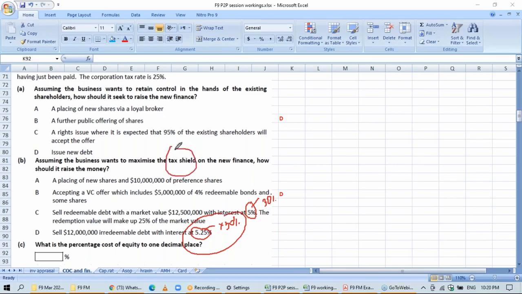They are talking about tax shield only in this question. They are not talking about the WACC, the weighted average cost of capital. In case of weighted average cost of capital, we would have selected option C because it has a lower cost. But in case of maximizing the tax shield, we will select the option with the highest interest rate so that we can save the highest tax. More interest means more tax saving. That's why I'm taking option D. So that's the clarification to the questions. Okay, next, moving on to part C now.